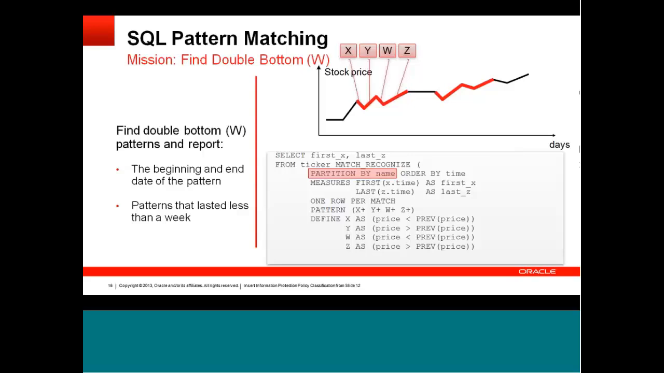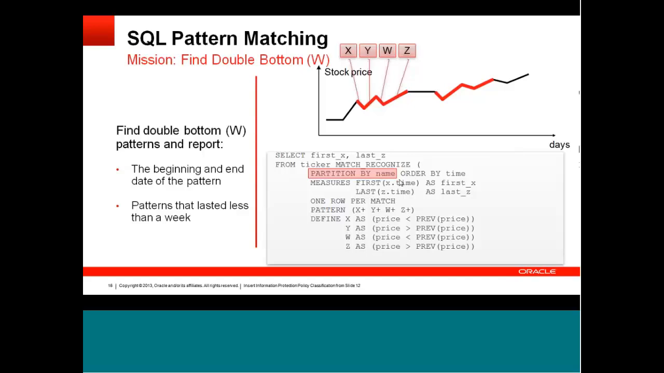So we want the pattern to be applied for each and every stock. For this, we partition the stock table by the name of the stock. So partition by specifies that the rows of the input table are to be partitioned by the name of the stock. Therefore, the SQL statement identifies W pattern for each and every stock.